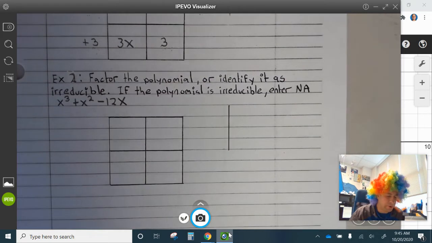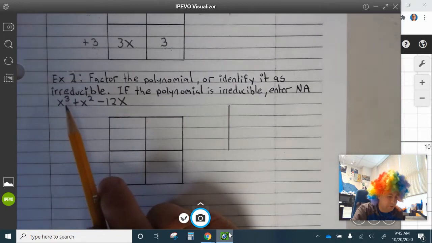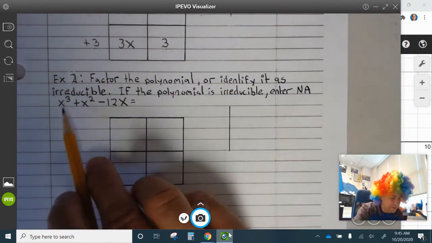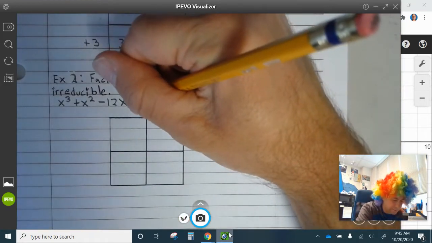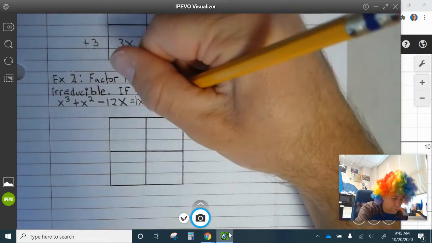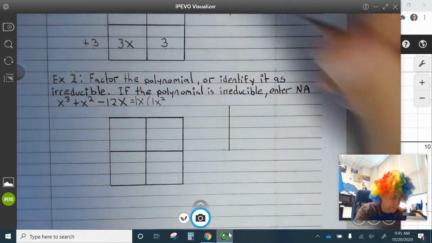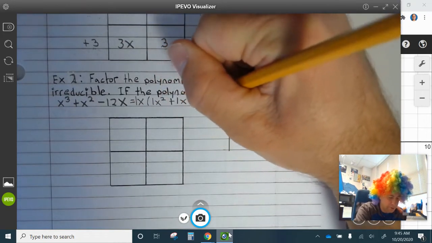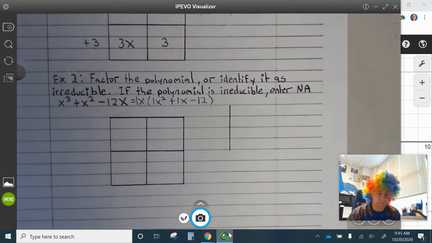Factor the polynomial or identify it as irreducible. If the polynomial is irreducible, enter NA. Okay, so here we need to factor out the greatest common factor, which in this case is an x. We can factor out an x, which leaves, I'm going to factor out a 1x, 1x squared plus 1x minus 12. Okay.